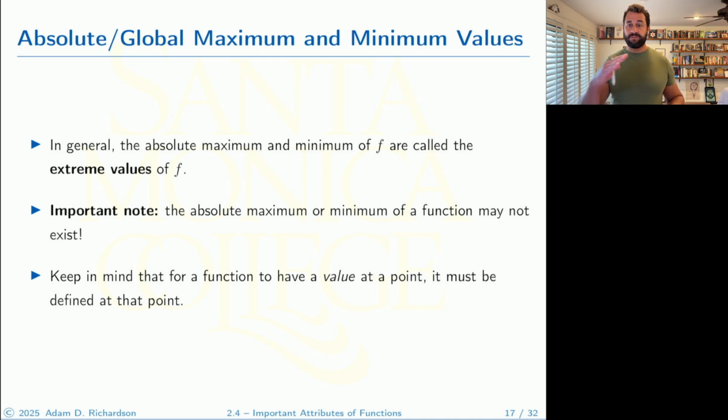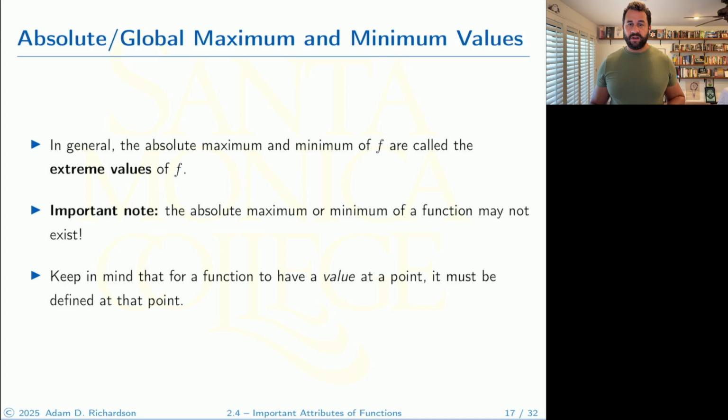If a function just keeps going up and up and up forever, it's got no absolute maximum, right? If a function keeps going up to infinity at some point, or it could be any number of points, it's never going to achieve an absolute maximum value. It keeps getting bigger no matter what. Absolute maximum doesn't exist. That's the idea.